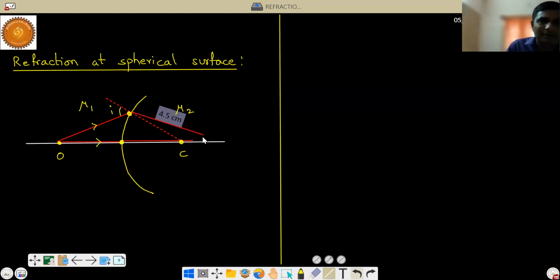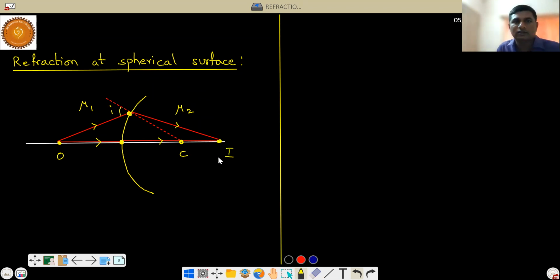Towards the normal means the angle will be less, and away from the normal means the angle will be more. Let us say it is going towards the normal. Now this ray also will meet here. The intersection of these two refracted rays is called the image.